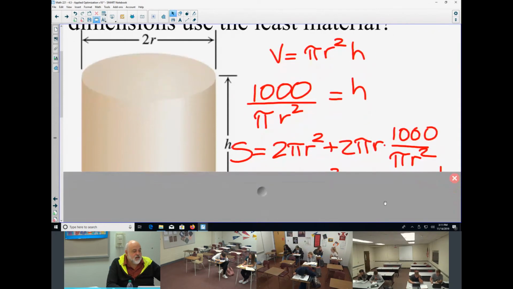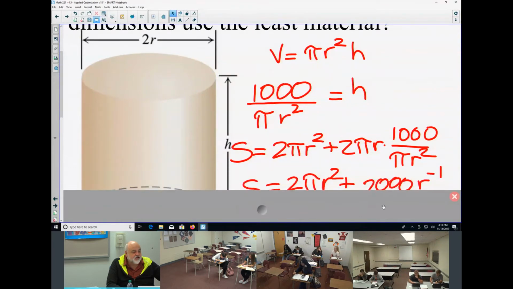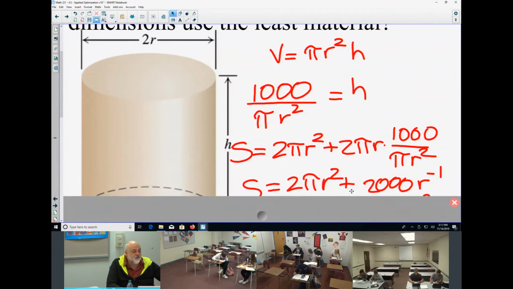All right, and now the pi's cancel, and then r's cancel, and so I'm going to get 2 pi r squared plus 2,000 r to the minus 1. So now I have s in terms of just one variable. Okay. So now what I would like you to do is take the derivative here, set it equal to 0, and solve for r.